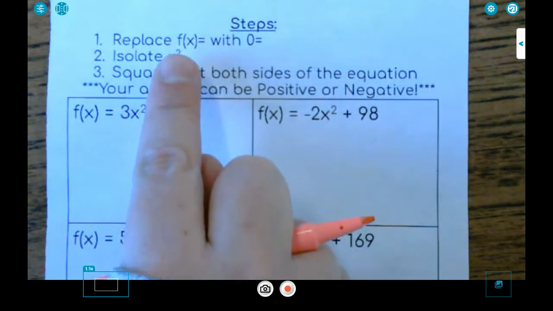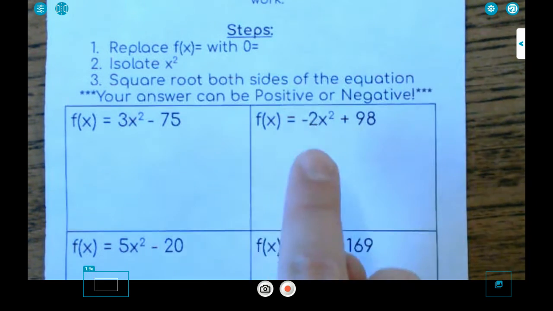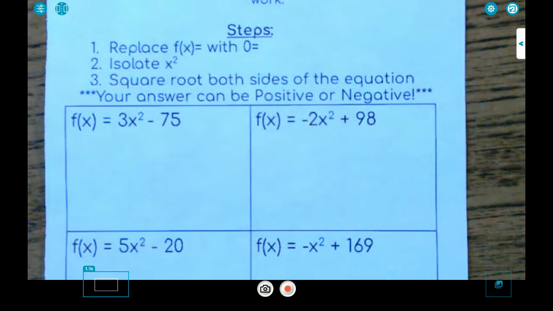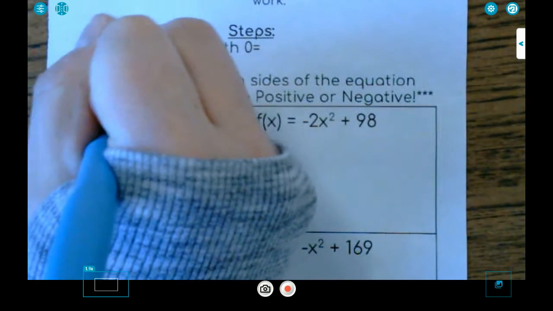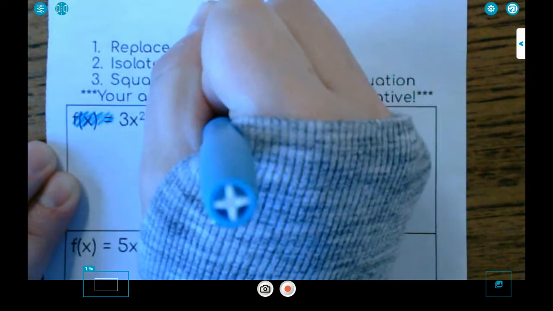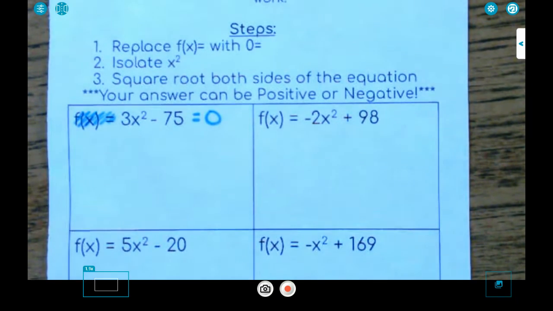The first thing we do is we replace the f of x equals with a 0 equals. And I actually moved these all to the left side of the box because here is something that makes it super easy. We like to solve equations with our x on the left. So the first thing that I do on all these problems is instead of having f of x equals, I cross that out and I put equals 0 and I go ahead and put that on the right. So it's the way we like to solve it. So I'm setting it equal to 0.